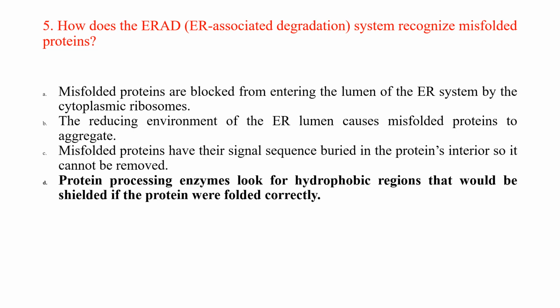The answer is D. Protein processing enzymes look for hydrophobic regions that will be shielded if the proteins were folded correctly. So very simply, the enzyme UGGT, if you remember, is UDP-glucose glycoprotein glucosyltransferase. Very simply, it will keep adding glucose back into the oligosaccharide and look to see if it's going to be bound again by calreticulin or calnexin, which will help refold the protein. Upon unsuccessful protein folding, it will be ubiquitinated and therefore degraded.